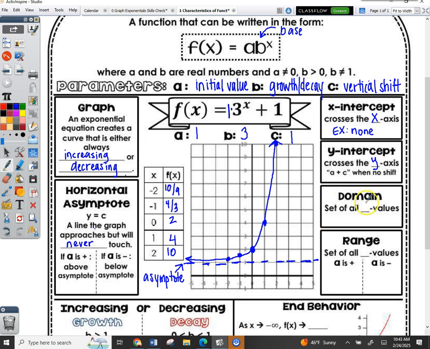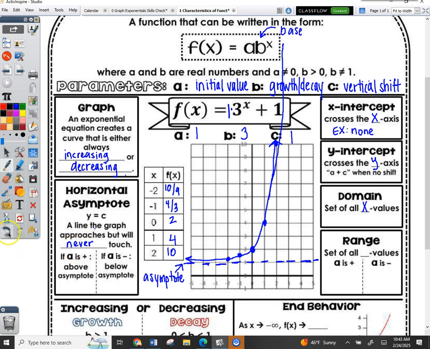Your domain is the set of all what? X values. This particular graph, what do you notice is on the ends of it? Arrows. What do arrows mean? Keeps going. So even though my graph is stopping right here, this keeps going. And then even though this is going up, it's also going to the right. You just can't see it very well, right?